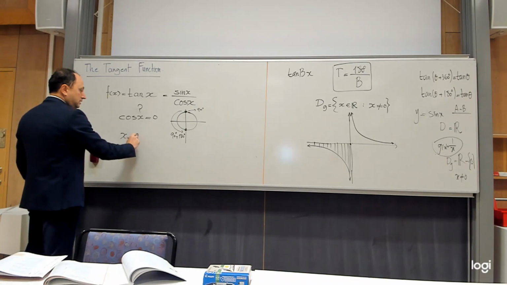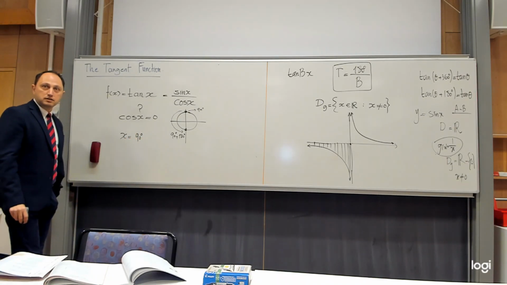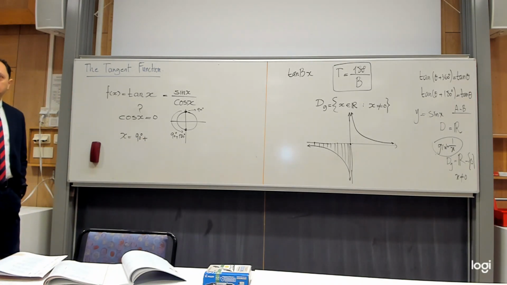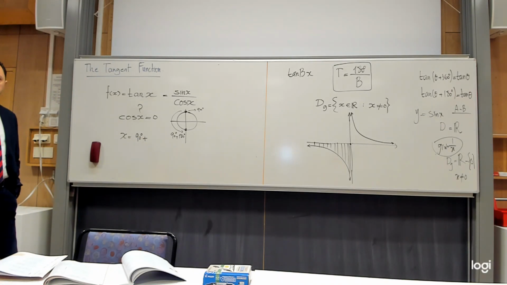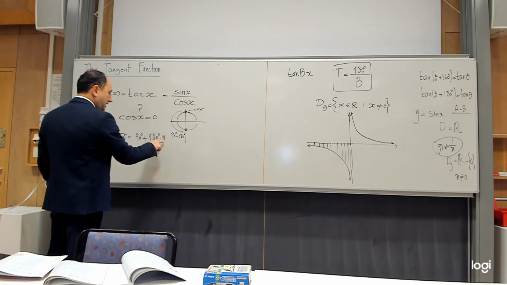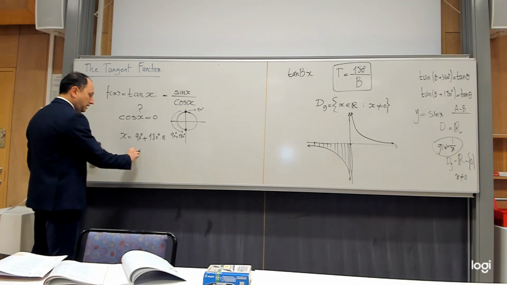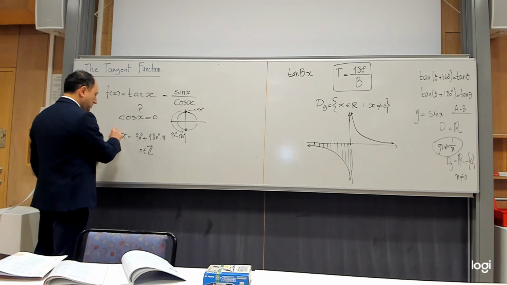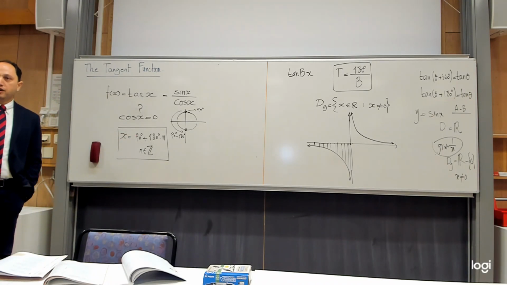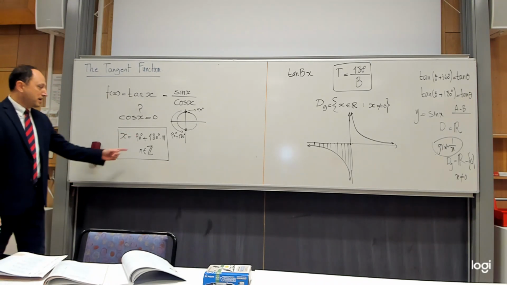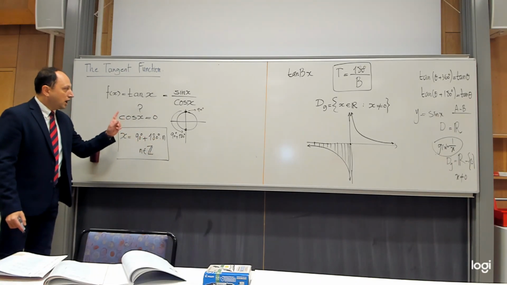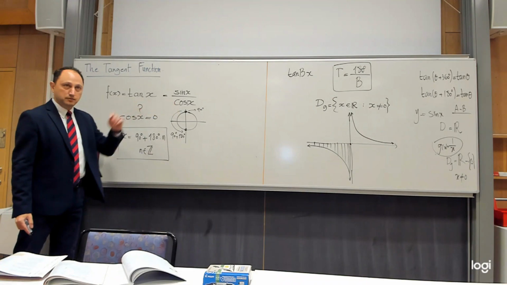You say 90 plus, can you complete it for me? 180 times an integer, n belongs to the set of integers. So these are the values where I will face problems. It doesn't matter, for example, if I choose n equal to 0, I get 90. I will have problems at 90.